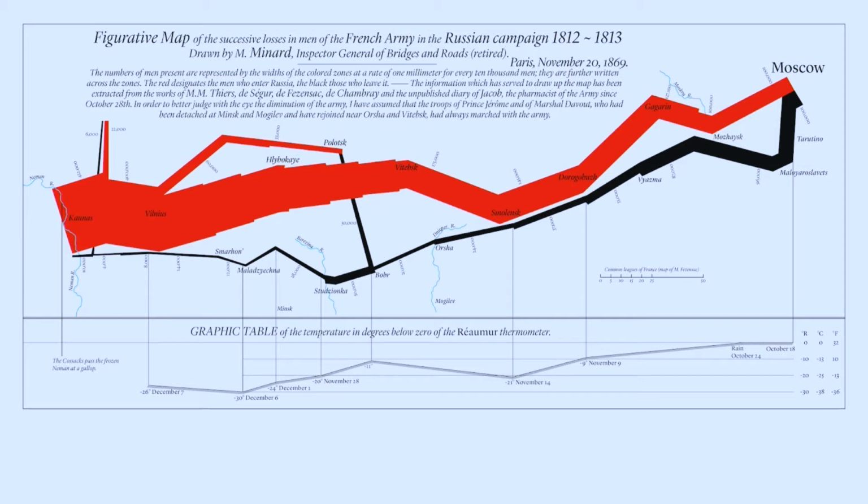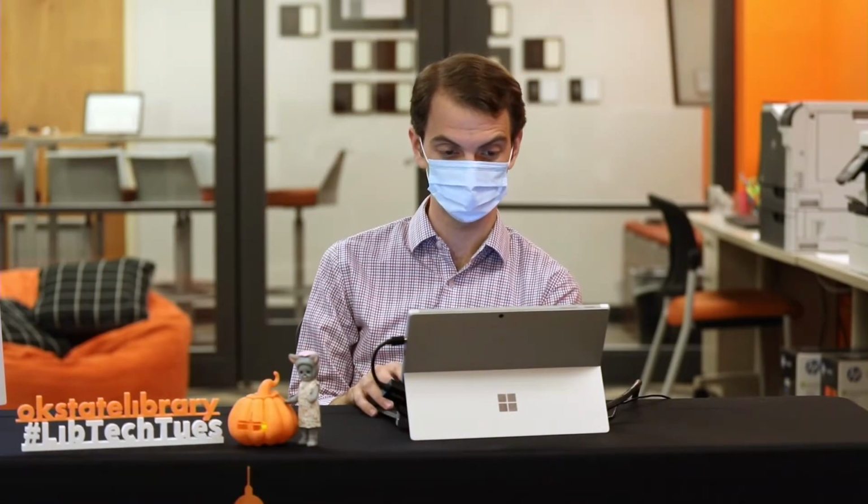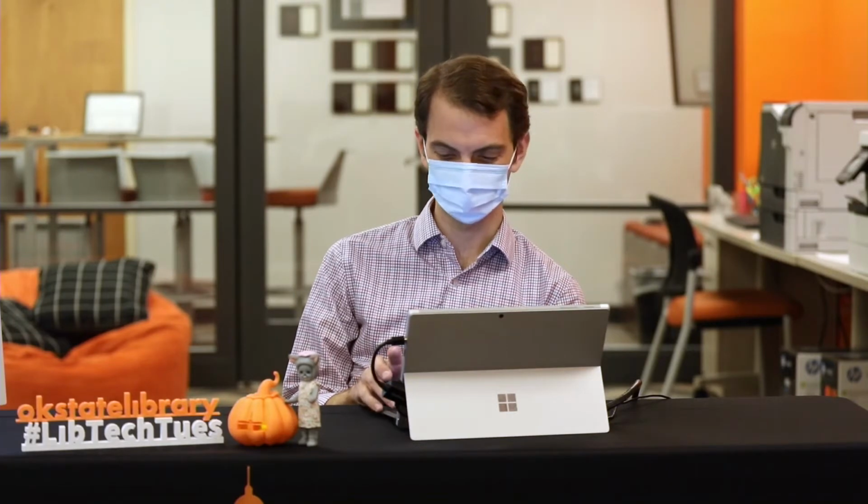But then if you look at the bottom, you'll see it shows the temperature as the winter progressed on the way back. And you can see, if you look very closely, it's very tiny, but by December 6th, close to the end, the temperature reached negative 36 degrees Fahrenheit, which just had to be a truly hellish experience for those who were still alive at that point. So that is a real uplifting and well-known data visualization.